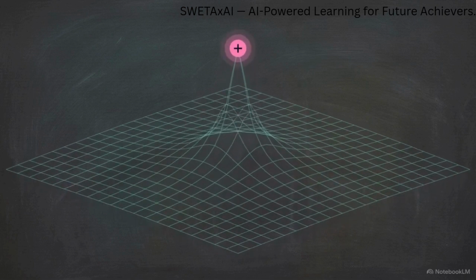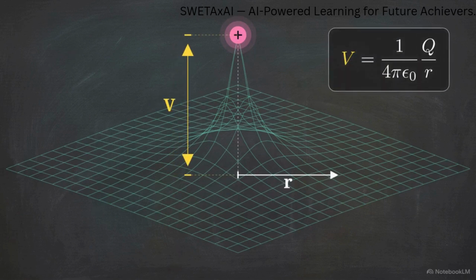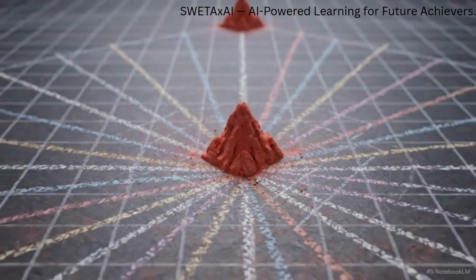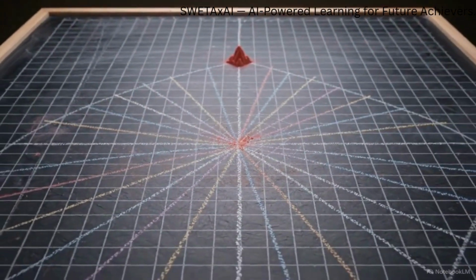Introducing a single positive point charge warps the surrounding space upward, creating a peak in the potential landscape. The height of this peak is calculated as Q over 4 pi epsilon naught times R, where R is the distance from the charge. Because potential is inversely proportional to the distance R, the height of the mountain decays as you move further from the center.